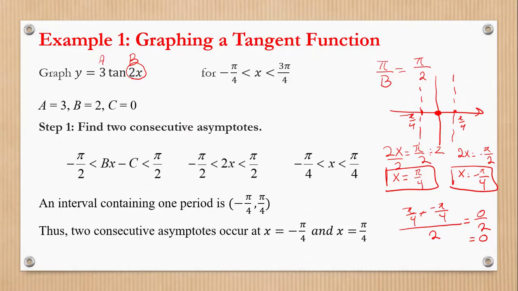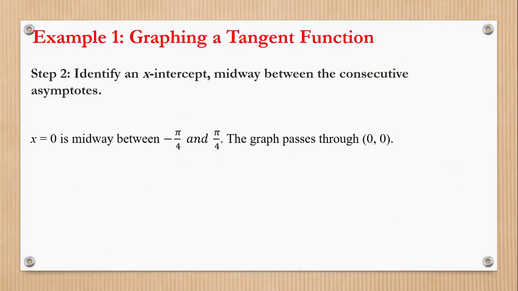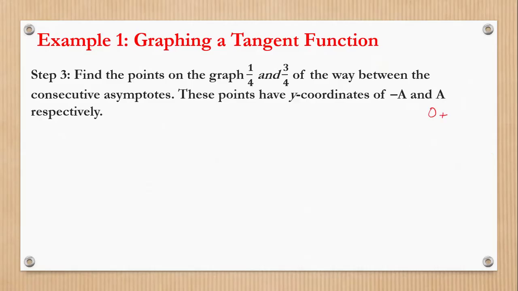Then we need to find the 1/4 and 3/4 points. 1/4 is halfway between the origin and these asymptotes, and 3/4 is halfway between these two. Where is the halfway between 0 and negative pi over 4? Again, you can add them and divide by 2. So you add 0 and negative pi over 4 and then divide by 2, which gives negative pi over 4 divided by 2, and it's negative pi over 8. And the other point is 0 plus pi over 4 divided by 2, which is positive pi over 8.